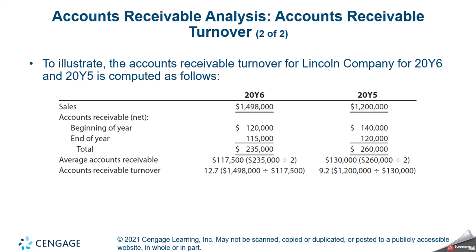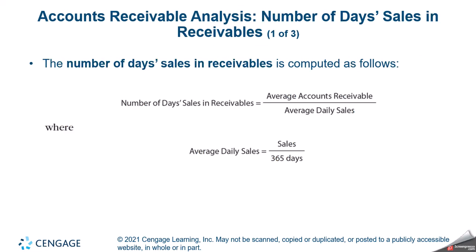And then here is it worked out. So you'll see that we've got like how many times it turns over. So this would be 12.7 times, 9.2 times. The more it turns over, the better, means you're collecting your cash quicker. This one I like better because it gives it to you in a number of days.